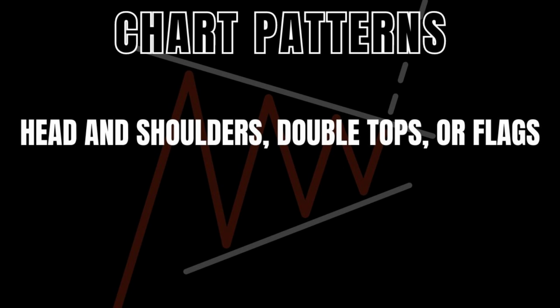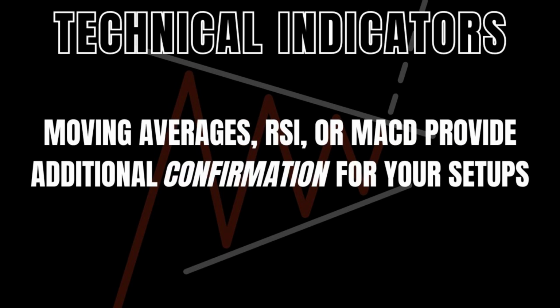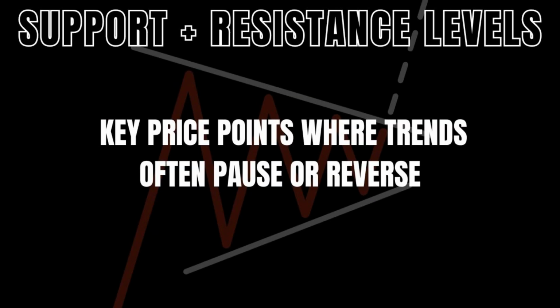We also have tools to help identify these setups. You've got chart patterns. These are some of my favorites. That's the head and shoulders, double top, flags. These can all indicate potential price movements. Indicators: the moving average, RSIs, MACDs. These can provide additional confirmation for your setup in a tested strategy. And of course, support and resistance levels, key price points where price movement often pauses or reverses. That will give you entry and exit opportunities.